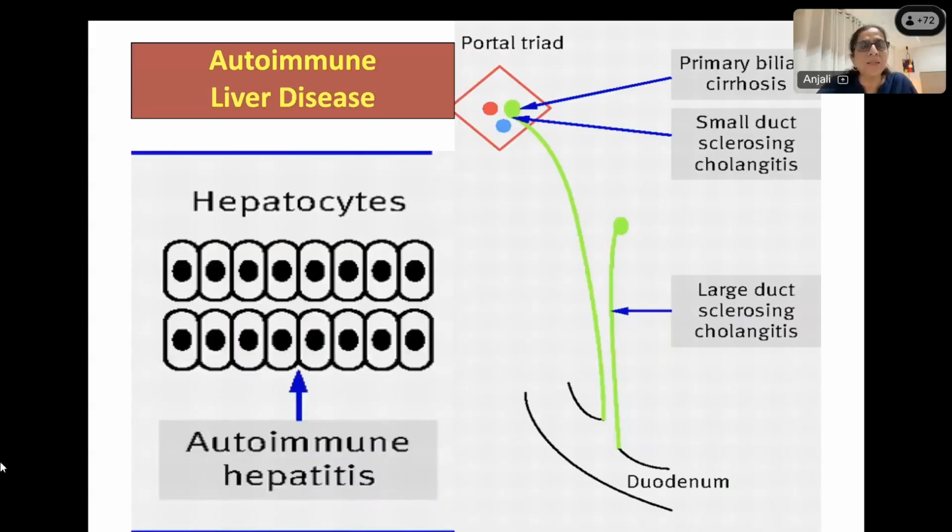Now, in autoimmune hepatitis, these are autoantibodies which are directed against hepatocytes. But when you have autoantibodies directed against the biliary system, then you have autoimmune cholangitis, or primary biliary cirrhosis and primary sclerosing cholangitis. These are two examples of autoimmune biliary diseases. So autoimmune hepatitis, PBC and PSC are under the category of autoimmune liver disease. Now let us see two examples of these.